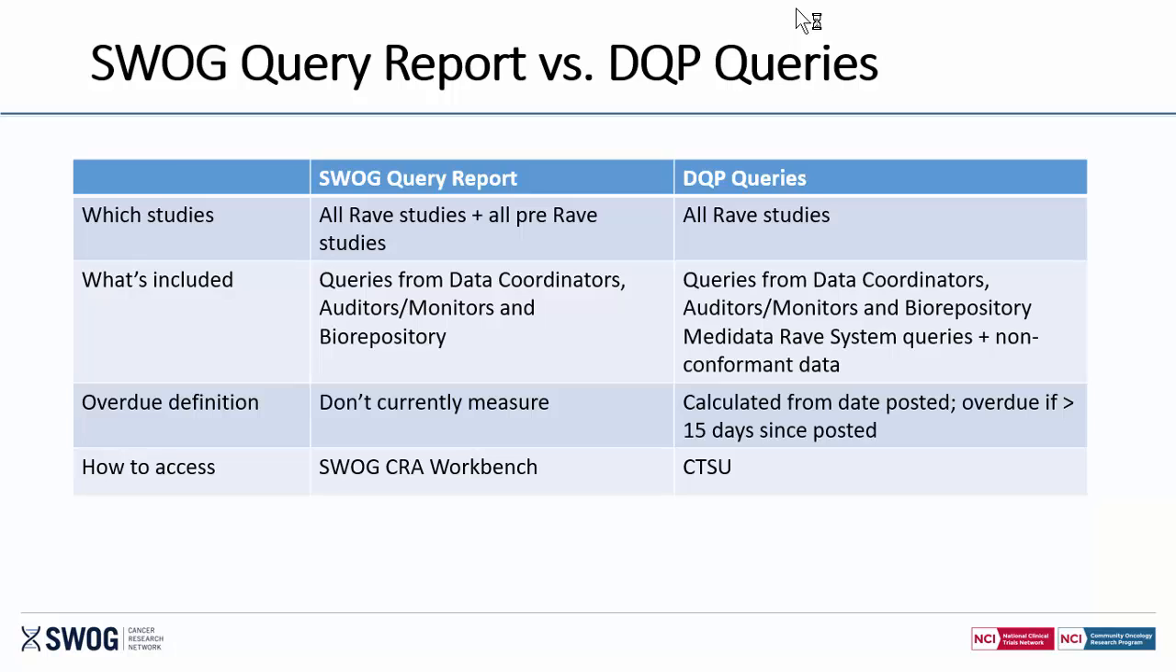In terms of query reports, the differences between what we run and what's in DQP has to do with RAVE and pre-RAVE. The SWOG report has just our data coordinator, our auditor monitors, and biorepository queries, whereas the DQP also has these system queries and these non-conformant data. Those don't appear in our report because those forms aren't ever actually officially submitted into RAVE, so we don't have them in our database. We don't currently measure overdueness. That may be something that changes. RAVE has their measures of overdue.